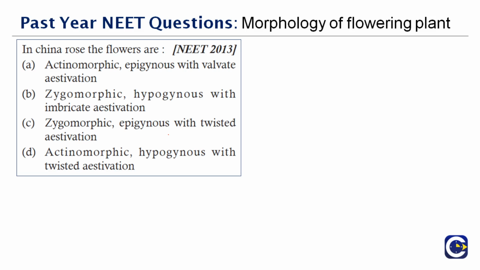Okay, next question here. In China rose, the flowers are dash. We just saw that China rose is meant to have a superior ovary. In addition to that, maybe you can talk about it. You must have seen the China rose plant. So is there anything that you can say about it?